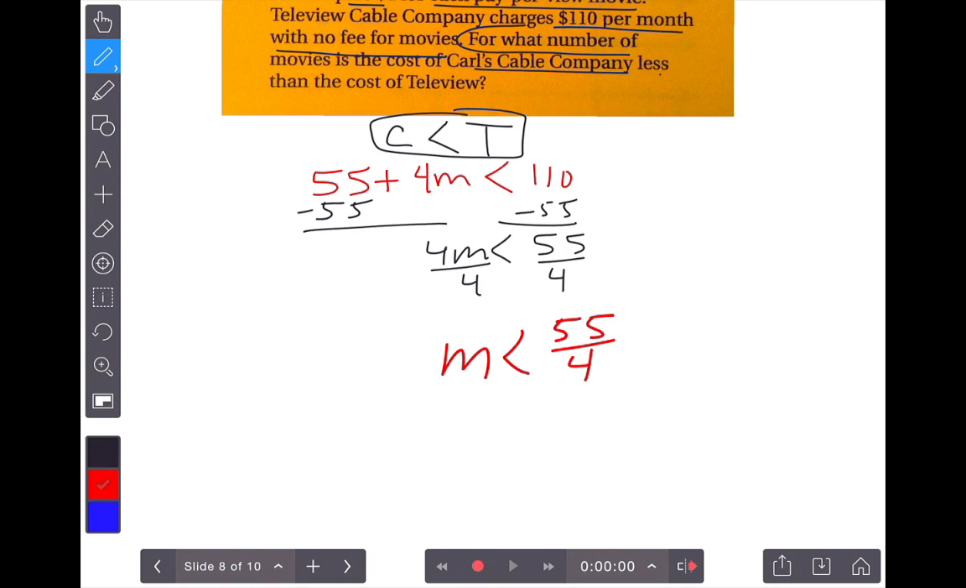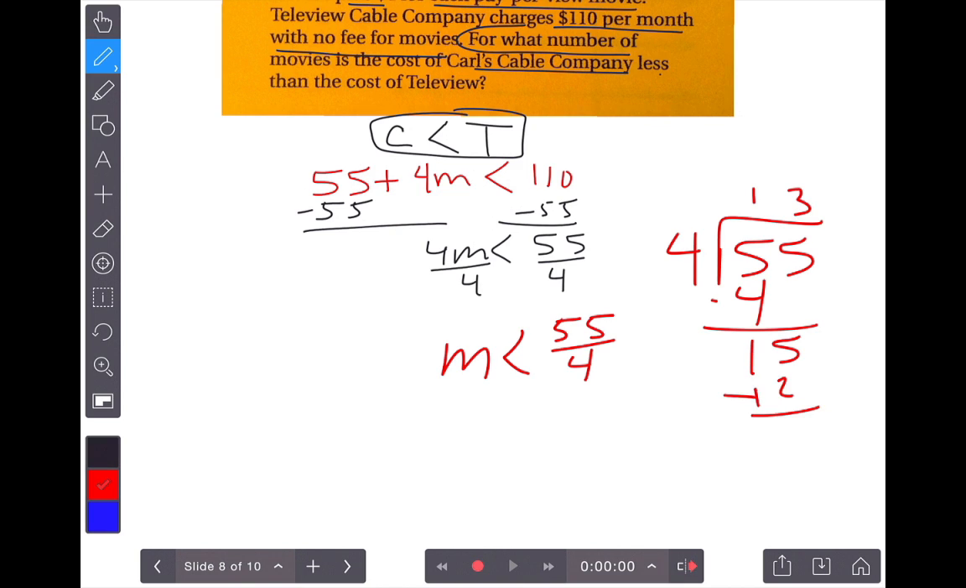Now, you know that 4 will go into that 13 times, I believe. So for some of you who don't have calculators, you can do it the old-fashioned way and just keep going. So you got 3, and then so 13 and 3/4. So m is less than 13 and 3/4, which is 0.75. So 13.75.